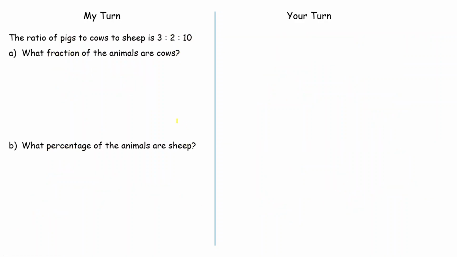Good. So just a couple more, my turn, your turns, and then that's going to be it. So this time, the ratio of pigs to cows to sheep is 3 to 2 to 10. What fraction of the animals are cows? So let's write things out clearly here.